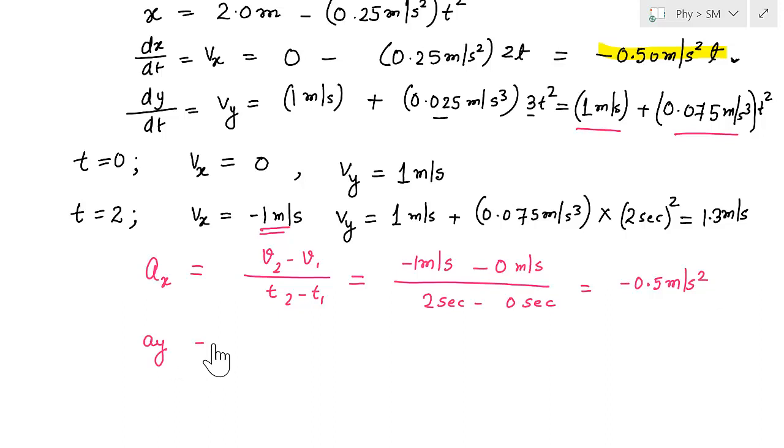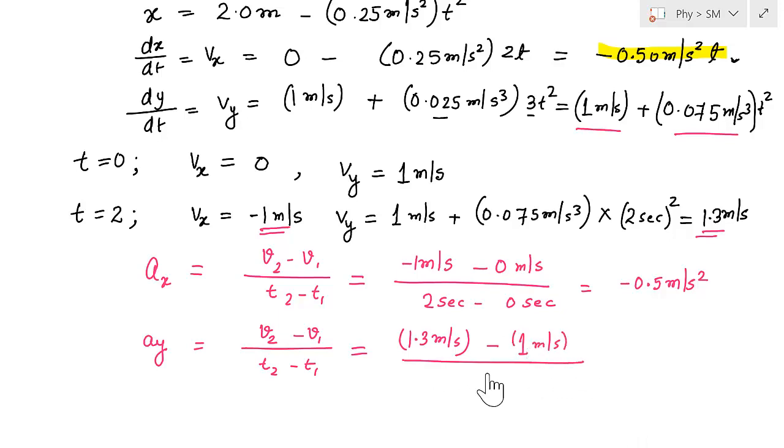Similarly, I can calculate average acceleration in the y direction. That is v2 in the y direction minus v1 in the y direction divided by t2 minus t1. Basically, time has no direction, so this is simply t2 minus t1. So what is v2? V2 in this case is 1.3 meter per second, minus v1, that is 1 meter per second. So this value is 0.3 meter per second, and this divided by 2 seconds minus 0 seconds.